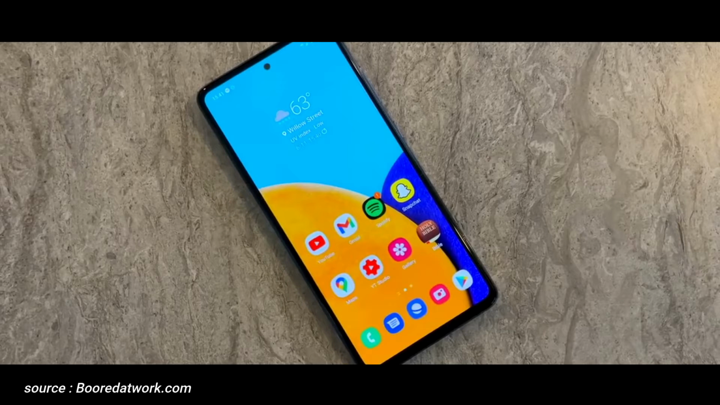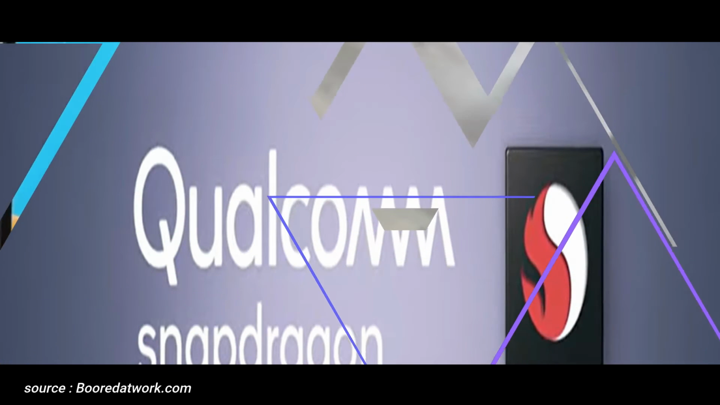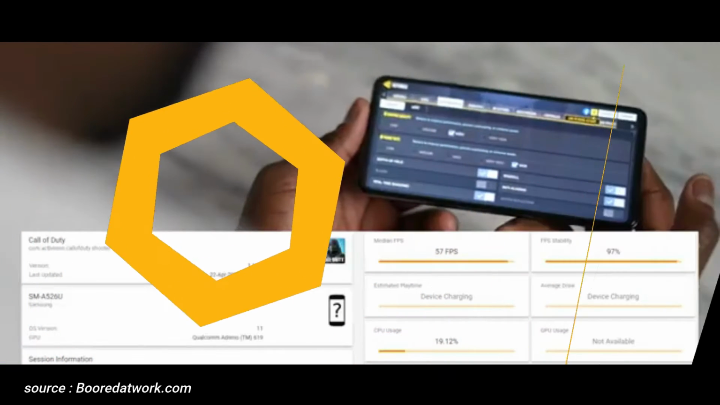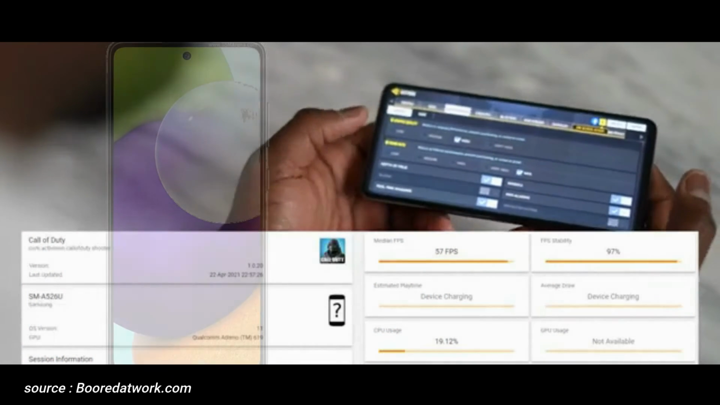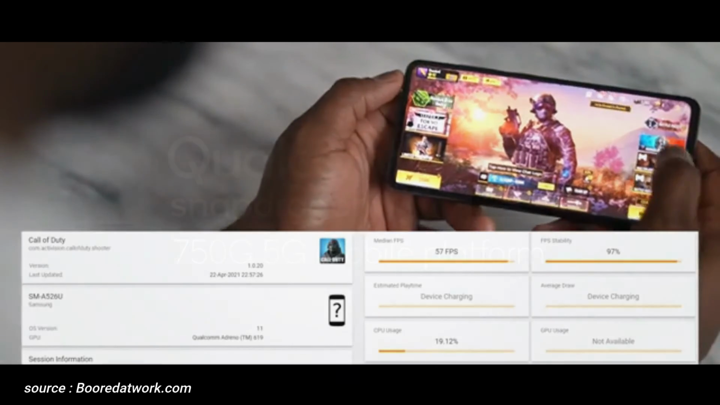The use of the Snapdragon 750G is considered the right step for a mid-range phone. At least it's better than the Exynos chipset that powers its predecessor, the Galaxy A51. However, this is not the best performance that Samsung can provide.